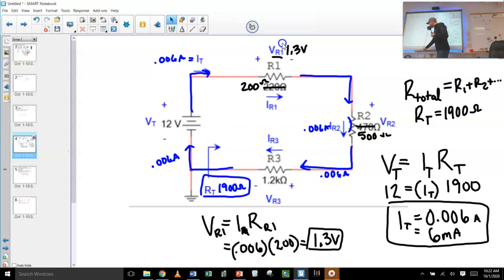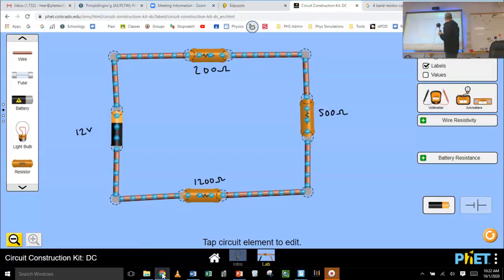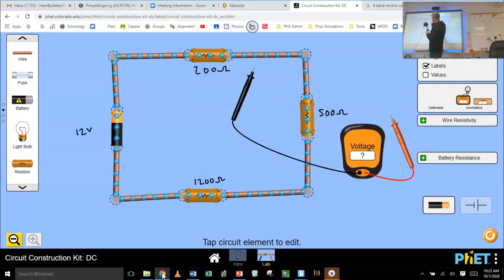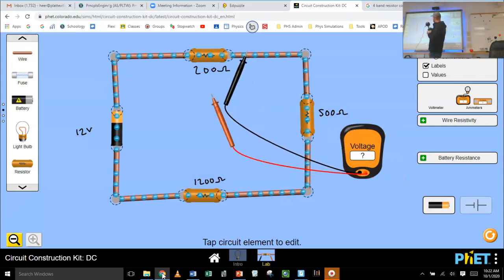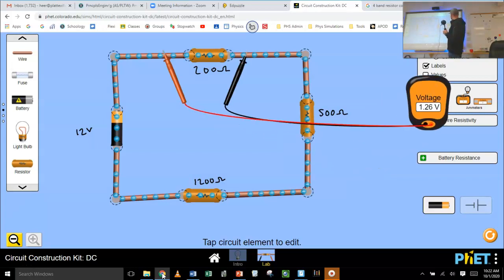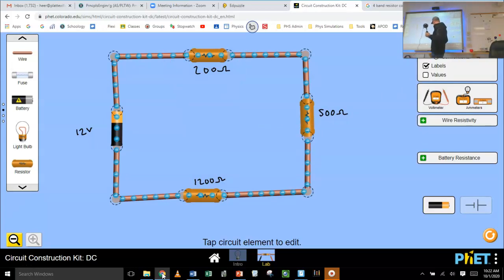And let's check it out. Let's go over to our simulator and see if that's true. So I'm going to grab my voltmeter, and I'm going to put my black probe here, and I'll put my red probe right here. 1.3 volts. There it is. Remember, I told you how I did a little bit of rounding, but I get 1.3. It matches what the math predicts.